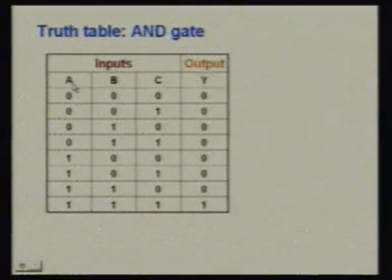Now the truth table of the AND gate. Again, as we discussed in our previous slide, A, B, C are the inputs and the output is Y. If all of A, B, C are 0, the output will be 0. If any of the inputs is in the 0 state, here C is 0, here only B is 0, here only A is 0, the output will be in the 0 state. The output will be in the 1 state only when all the inputs are in the 1 state. So this is the truth table for the AND gate.